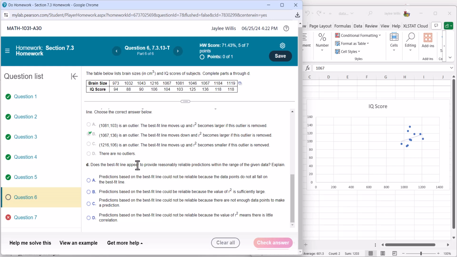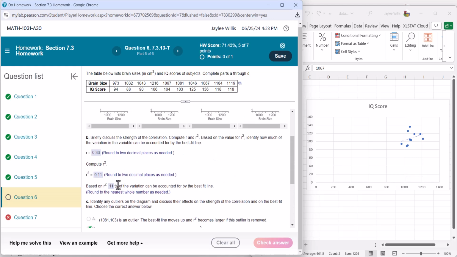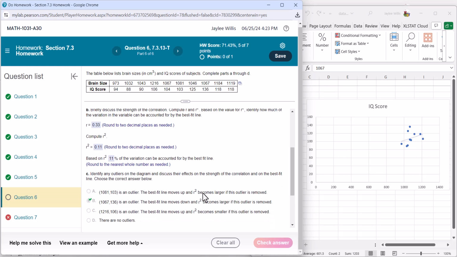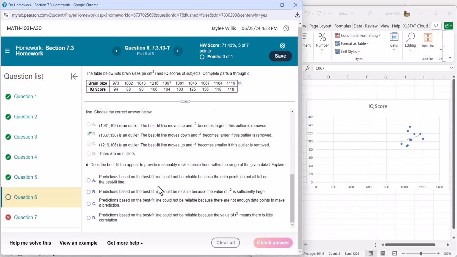And then it says, does the best fit line appear to provide reasonably reliable predictions within the range of the given data? Because one of the benefits of having the line of best fit is that it allows you to make predictions as long as you're only looking within the area that the line of best fit covers. So in this case, because my R squared value is pretty small, I would say that the best fit line is not necessarily the best way to predict this. But let's read through our options.